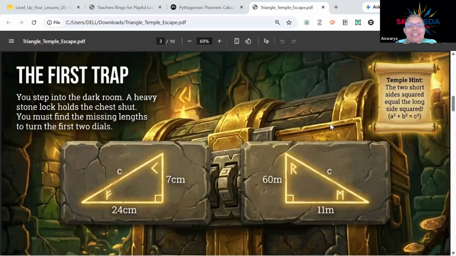Okay, so here there are some answers like 11 and 61. I don't know for which, let's see. Let's try. So imagine you are trying to get your answers from your students and you are going to see if they are right. Only when it is right, you are going to go for the next dial. So we have answers like 25, 61, 11. Let's see.